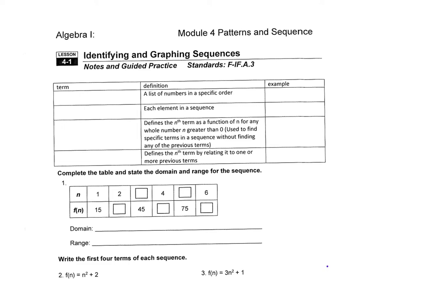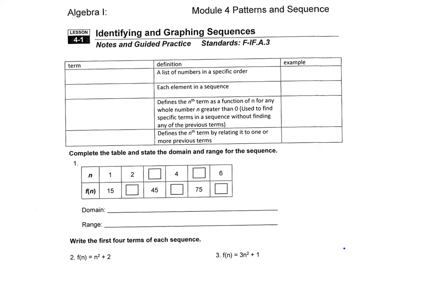So for one, we're going to be talking about identifying and graphing sequences, okay? We're going to be talking about two different types, explicit and recursive, and the recursive is a little bit more difficult, and we'll go over that slowly in detail. I'm probably not going to have much on your assignment over it. You'll be doing it more later.